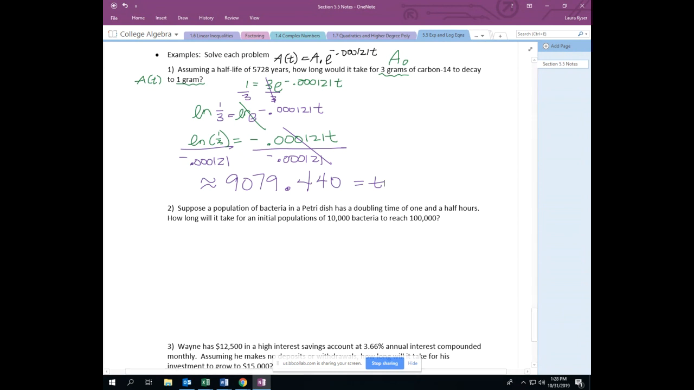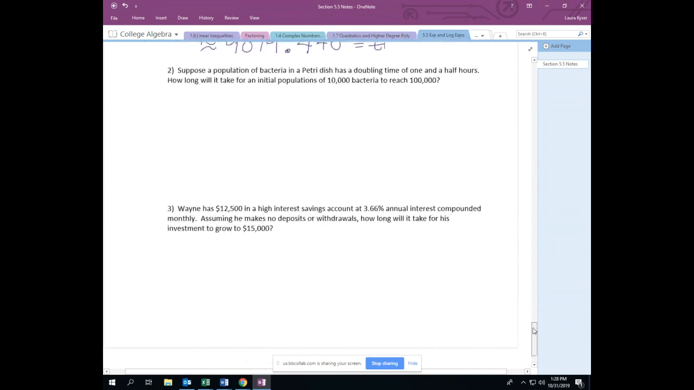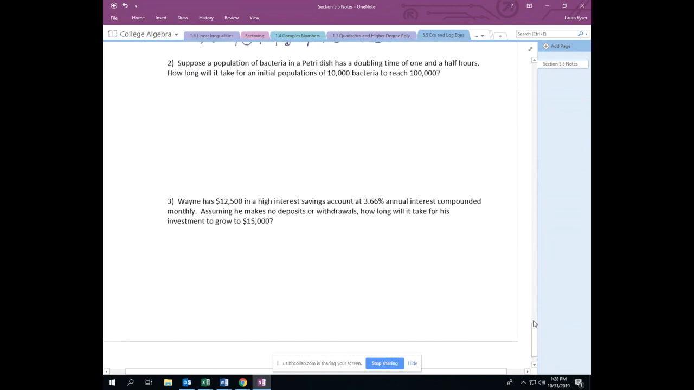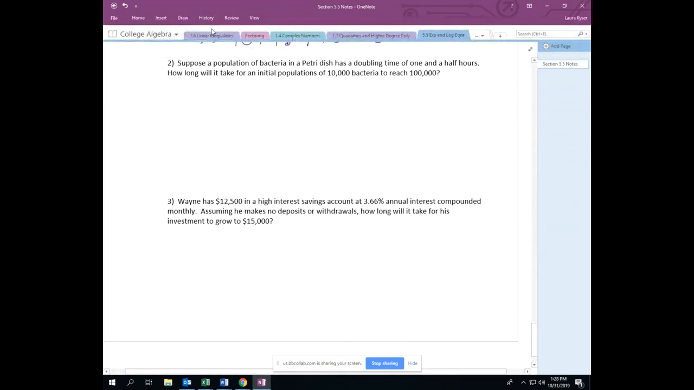So there's some carbon decay application. Let's talk about the doubling time and then finding out how long it takes us to get somewhere. So when we're dealing with doubling time, we're going to have to find K when it's not given to us. And when K is not given, we use that first formula I gave you, 2P equals PE to the KT power.